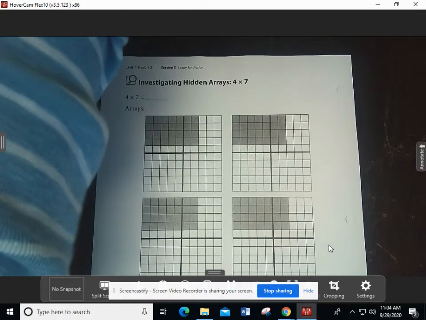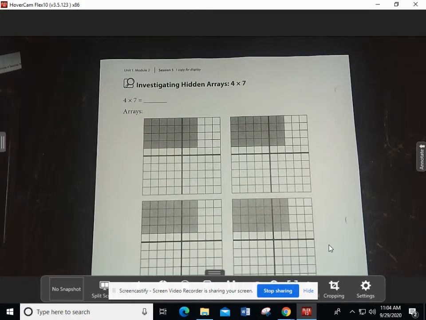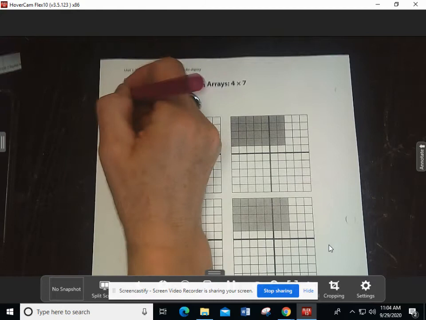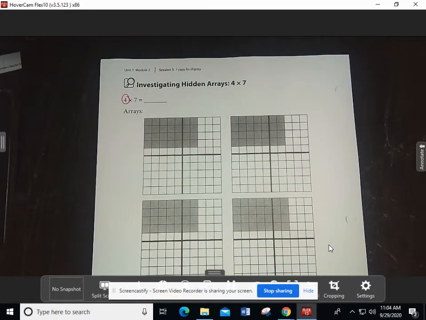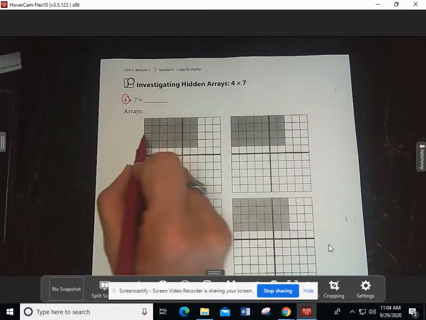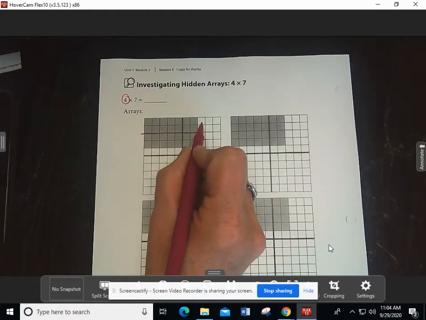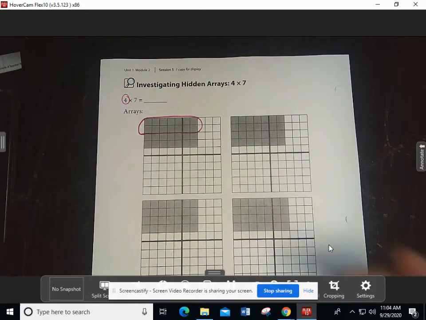Got to get a marker here. There we go. So I'm looking at my first number, 4. I know that half of 4 is 2. So if I think about this array, what are the dimensions of that one? I have crickets right now. Nobody wants to answer. I have just circled part of the array.